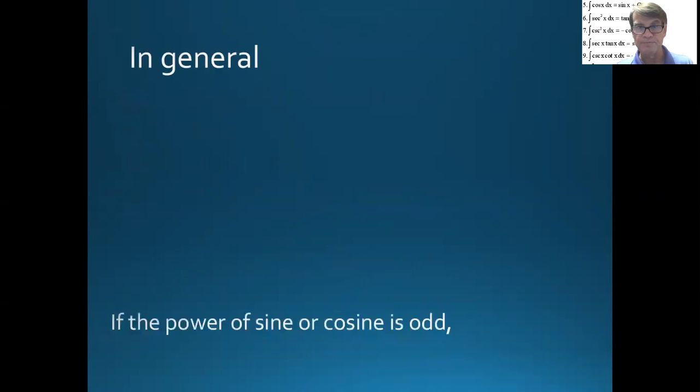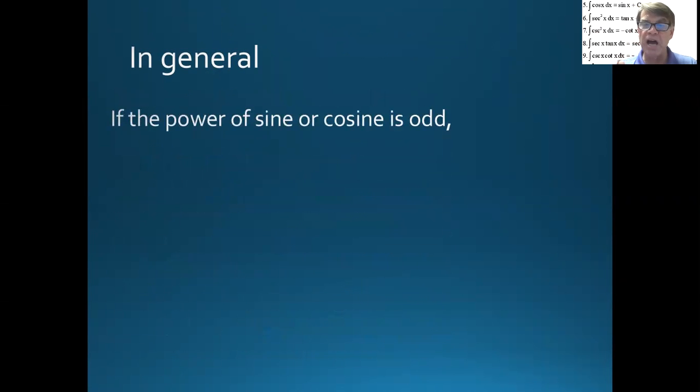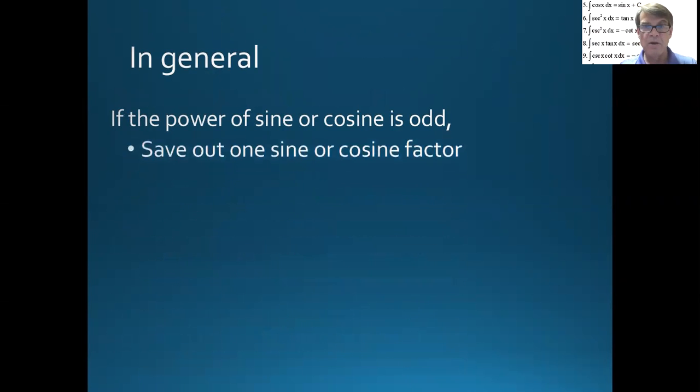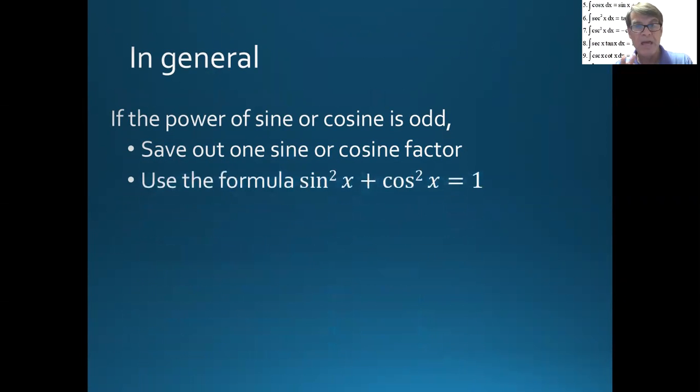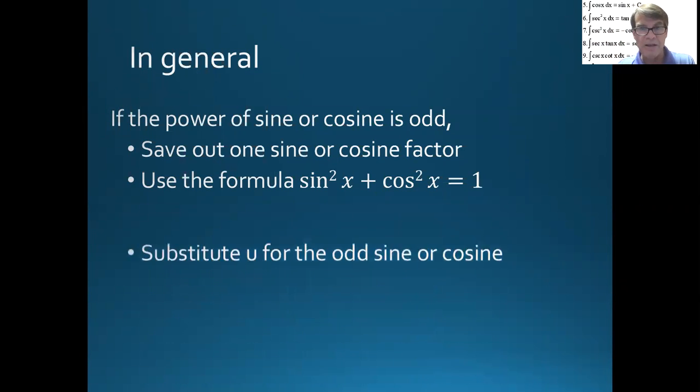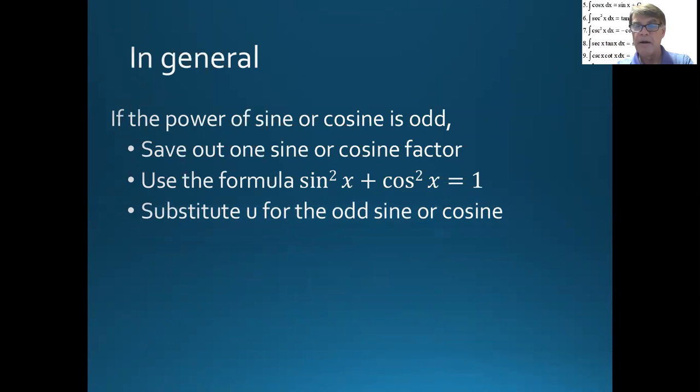So in general, if the power of sine or cosine is odd, but the other's even, if it's there, then we're going to save out one sine, or one cosine, so that we bring the odd power into an even power, and we have a lone sine or a lone cosine. Then we're going to use the formula sine squared x plus cosine squared x equals 1 to get it manageable. And then lastly, we're going to substitute u.